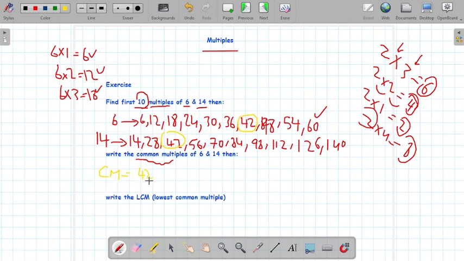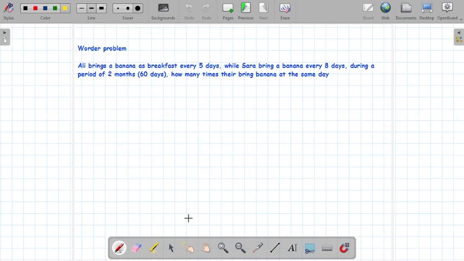And the same thing, since we don't have other common multiples, it means that the LCM, which is the thing that we covered, the lowest number that is common between them, is 42 itself. So this is the meaning of common multiple. This is the meaning of LCM, or lowest common multiple, and this is how you find multiples.